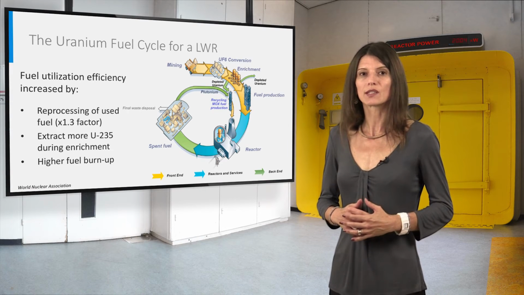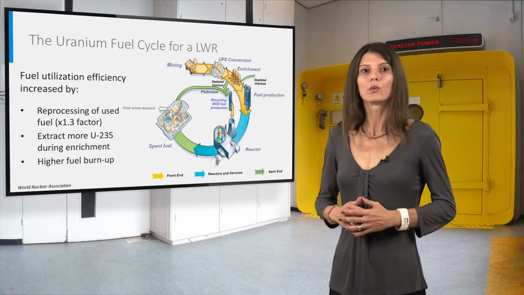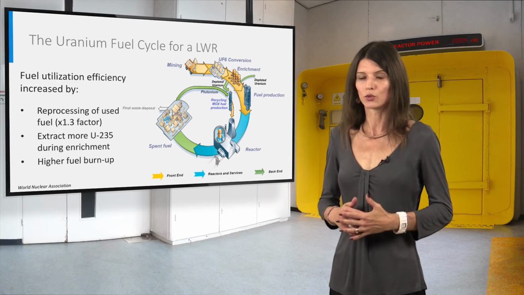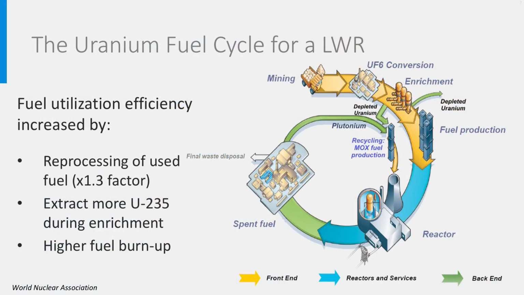However, reprocessing is only one of the ways we can use to increase the efficiency of the nuclear fuel. Other ways are increasing the enrichment of the fuel on the front end of the cycle, or increasing the burn-up by using the fuel for longer periods of time in the reactor.